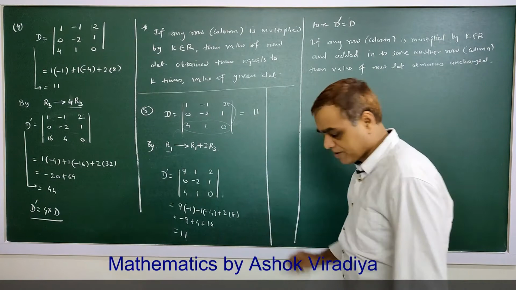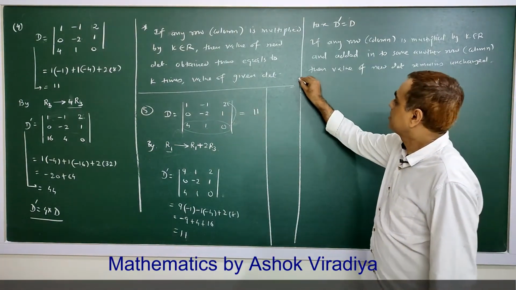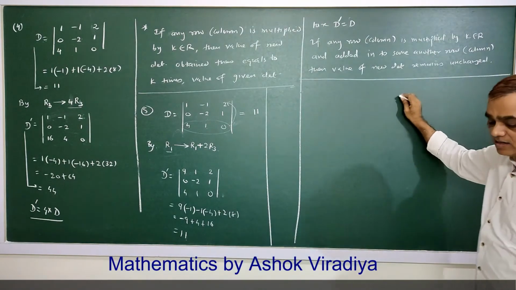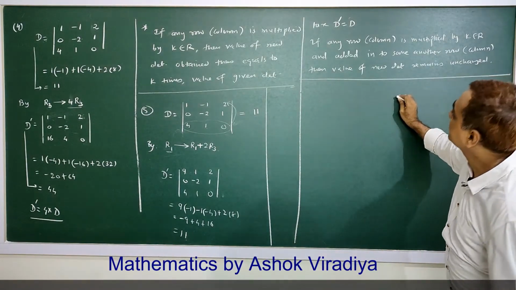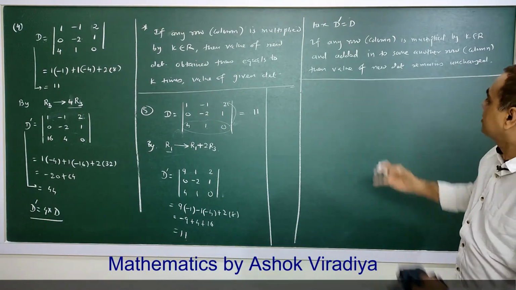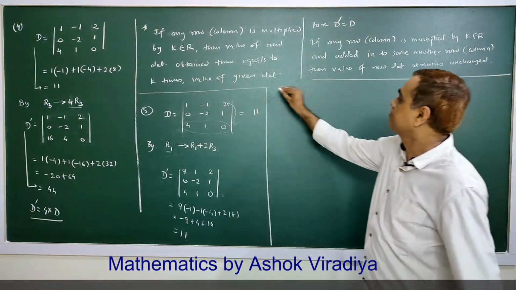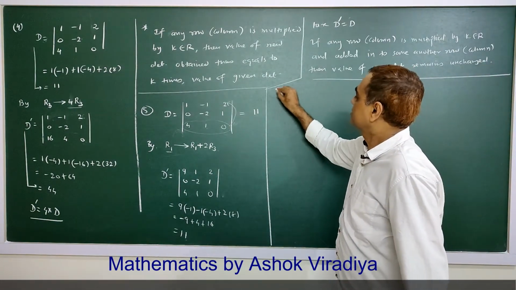So this was the fifth property. Now the sixth property. The sixth property is about how to add the values of determinants. Regarding the addition of determinants, what is the rule for addition of determinants?